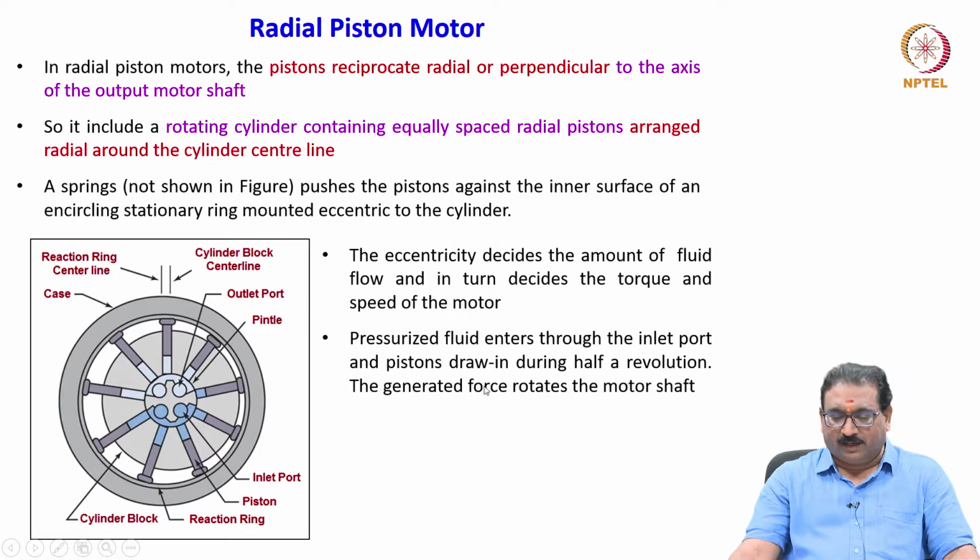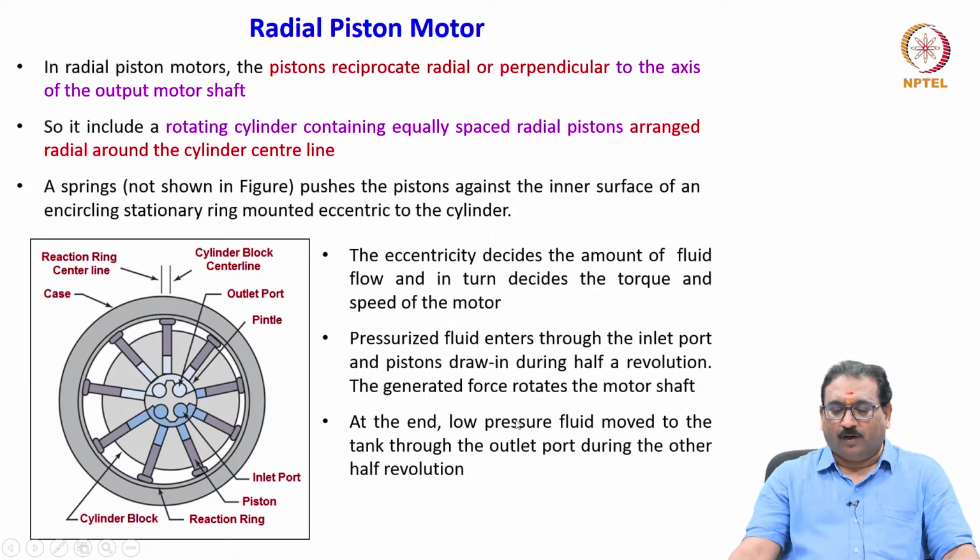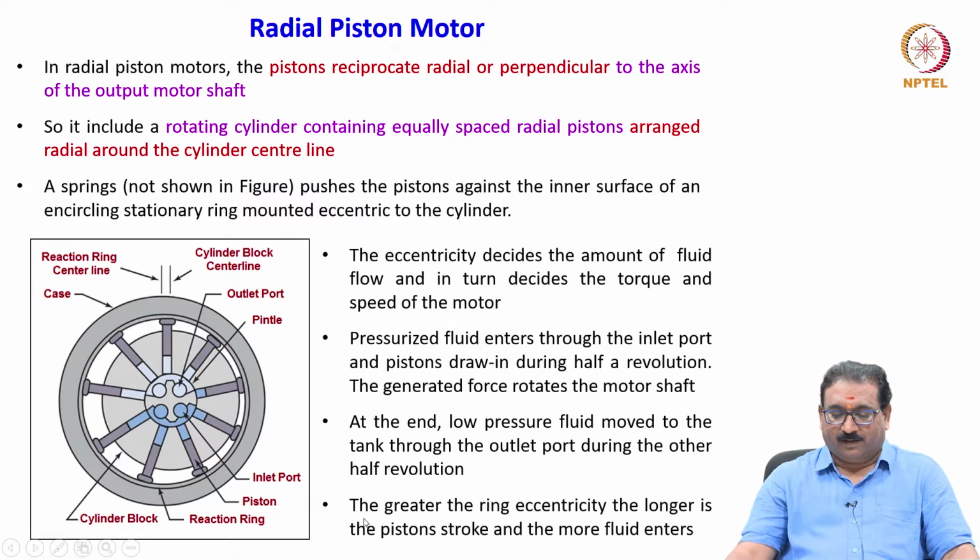Pressurized fluid enters through the inlet port and pistons draw in during half a revolution. The generated force rotates the motor shaft. At the end, low pressure fluid moves to the tank through the outlet port during the other half of the revolution. The greater the ring eccentricity, the longer is the piston stroke and more fluid enters.